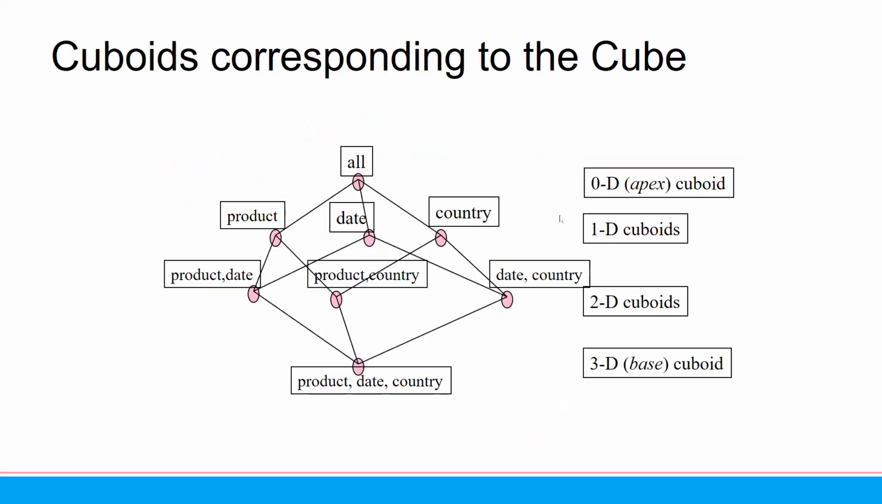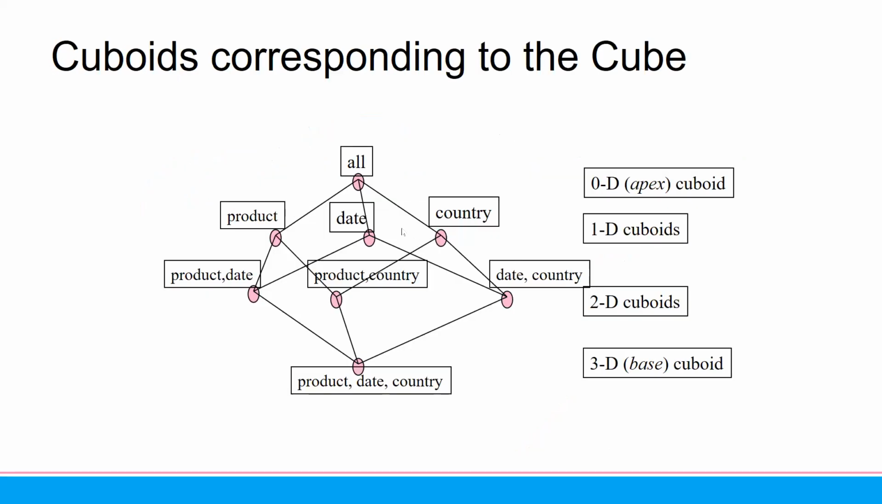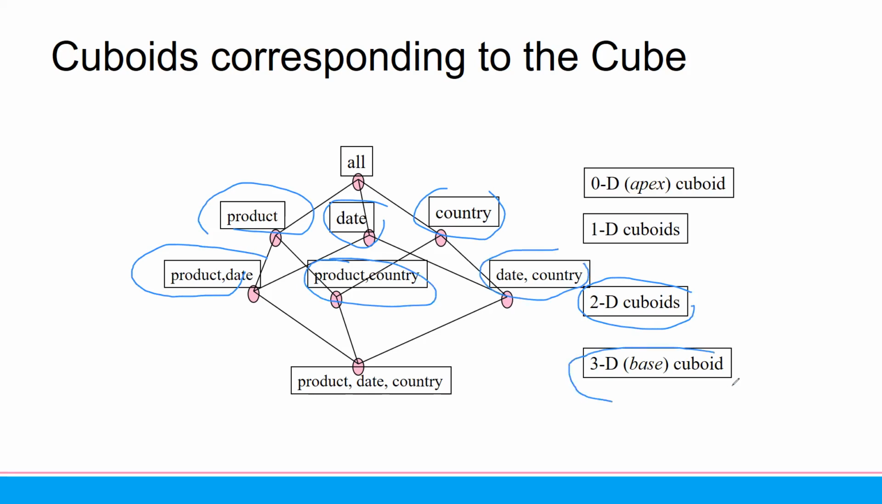So the cuboids correspond to the cube. If we have three attributes, product, country, and date, then we can define these cuboids. The first is product, date, and country. If we have 2D cuboids, it means we combine two attributes: product and date, or product and country, or date and country. And the last one is the 3D base cuboid, so we combine all those three attributes.